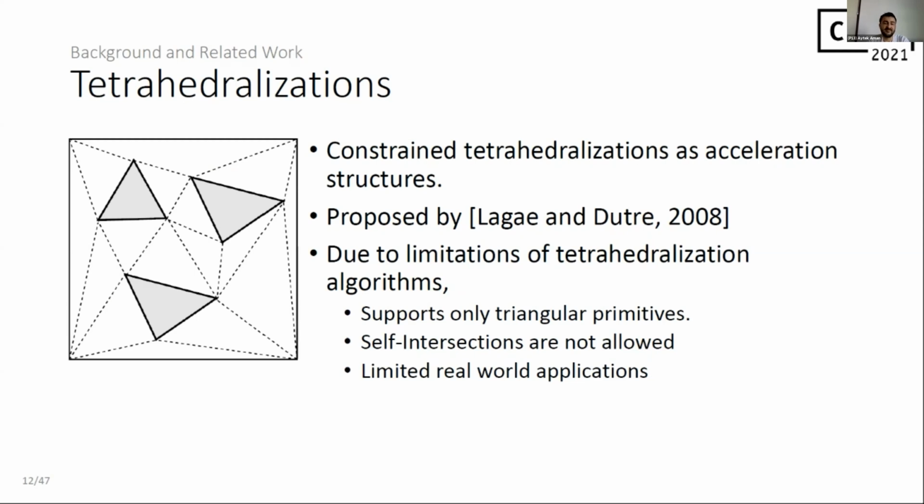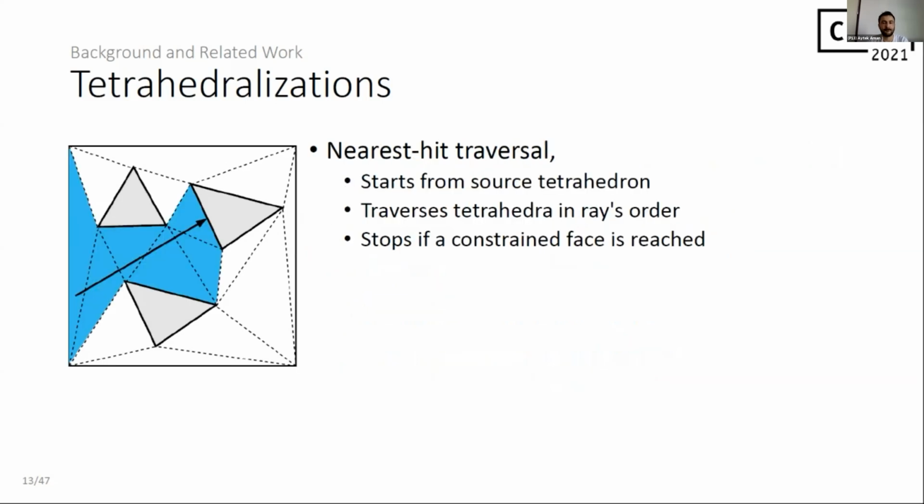So in a basic way, we construct the constraint tetrahedralization using the scene geometry, and then we just traverse the ray along these tetrahedralizations, and when we reach some kind of geometry, we know that our ray actually intersects with some kind of geometry. So, as I said, in the nearest seed traversal, we start from a source tetrahedron where the ray origin is actually located, and we traverse the tetrahedra one by one in ray order, and we stop if a constraint face is reached. The constraint face here actually corresponds to the scene geometry.